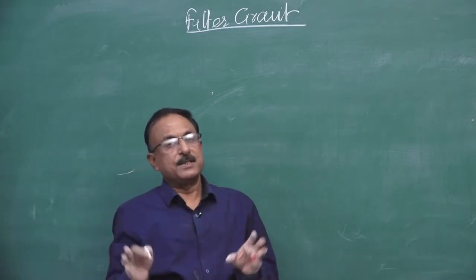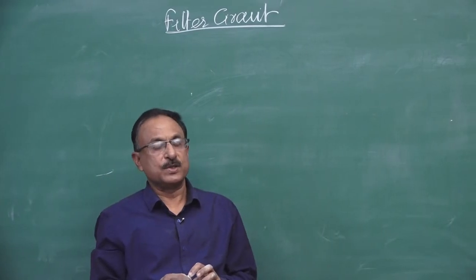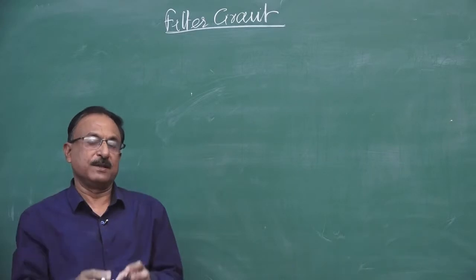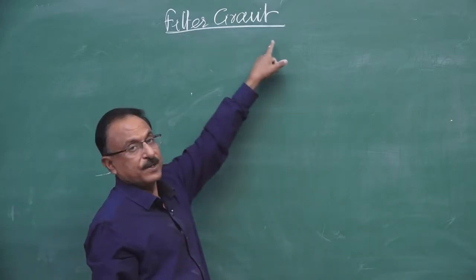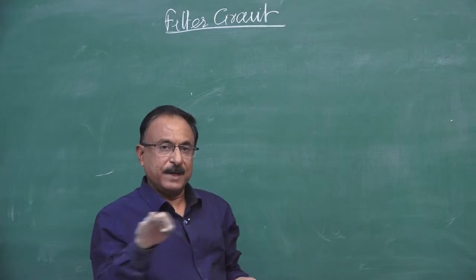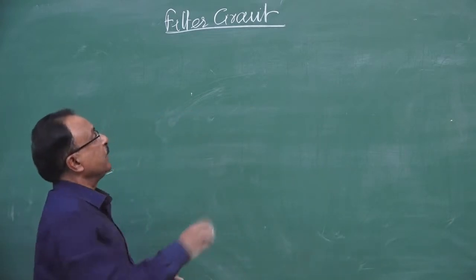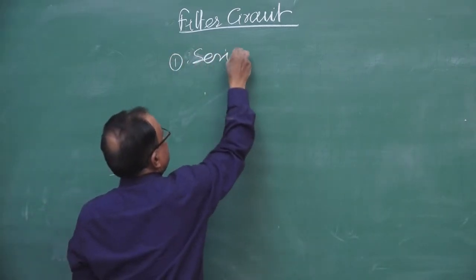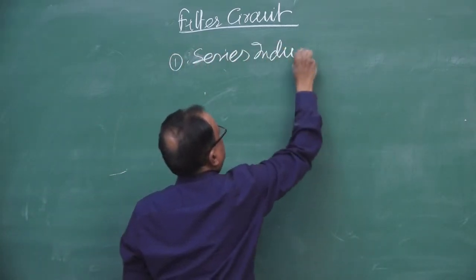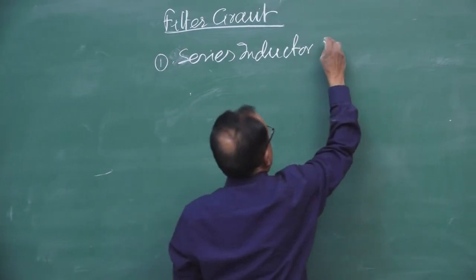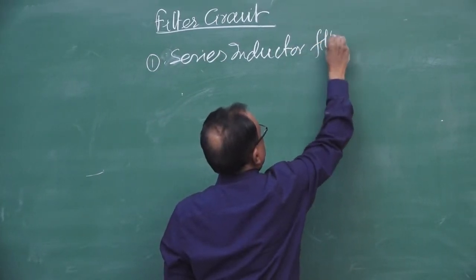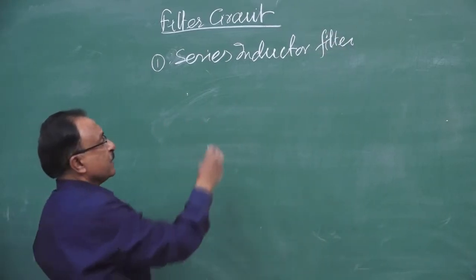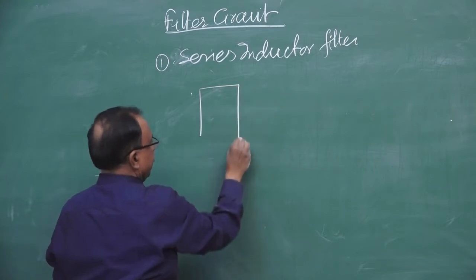To minimize or remove the fluctuation, we use an additional circuit at the output, and that circuit we call a filter circuit, which minimizes the fluctuations. Now there are two types of filter circuit. First is the series inductor filter. Series inductor filter. In this case, here is our rectifier.